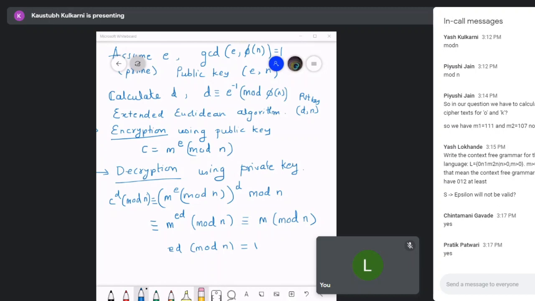Okay. So I think your last question was, you cannot concatenate the ASCII values for O and K. So 111107 will not be your message.